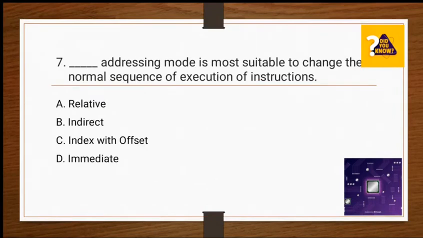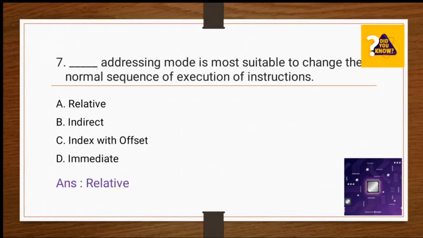Which addressing mode is most suitable to change the normal sequence of execution of instructions? The options are option A, relative; option B, indirect; option C, index with offset; option D, immediate. So the answer is relative. So relative addressing mode is the most suitable to change the normal sequence of execution of instructions.